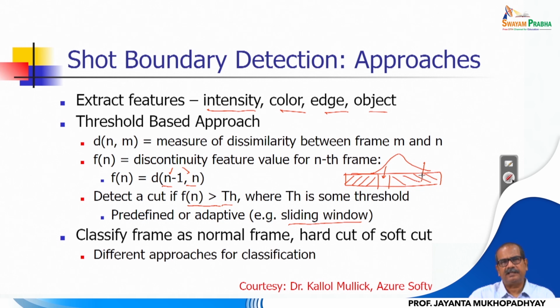On the other hand, the other approach is the classification-based approach. In this case, you classify a frame into one of three classes we consider here: normal frame, hard cut, and soft cut. So these are the three types of classes.